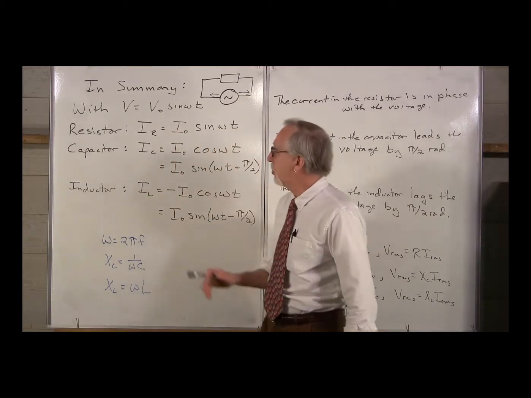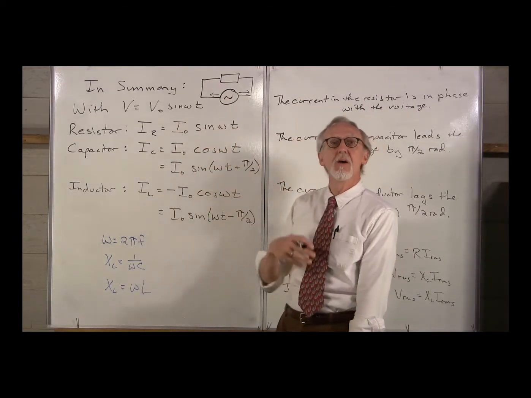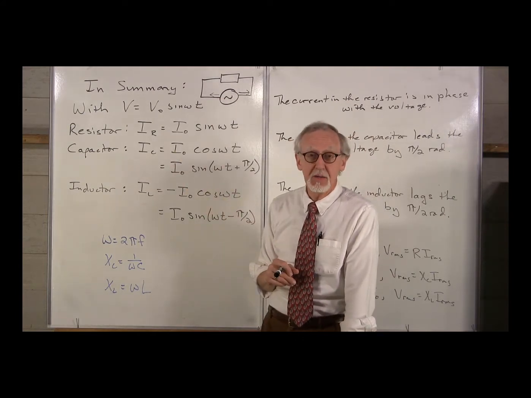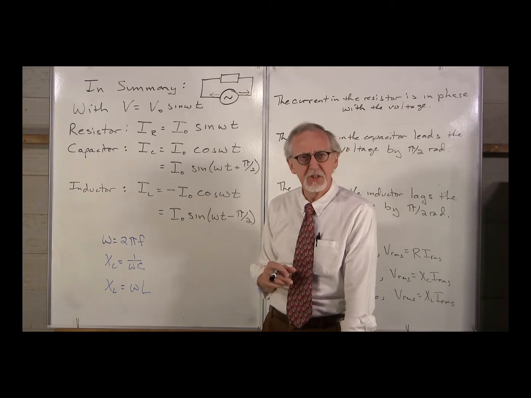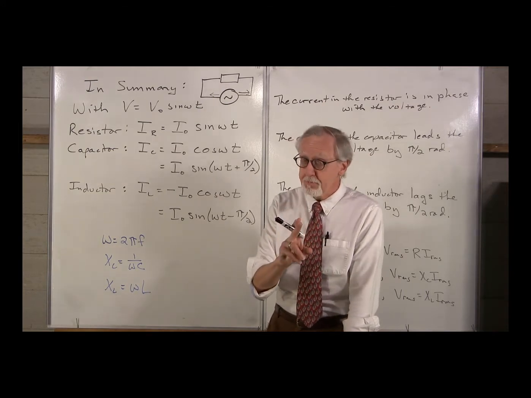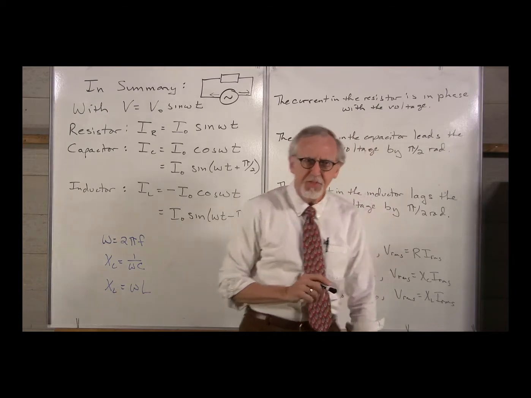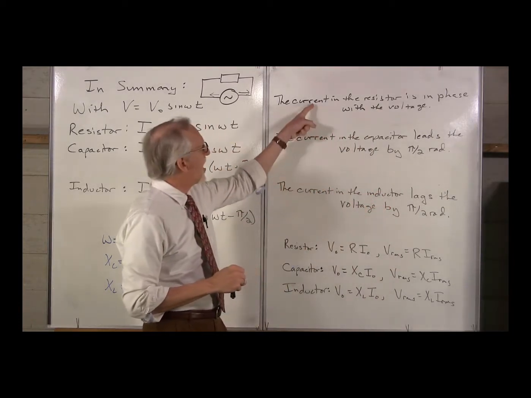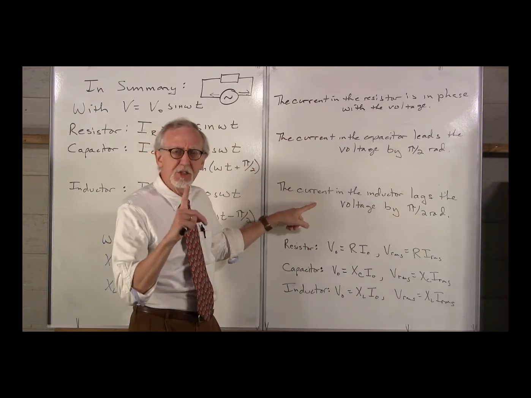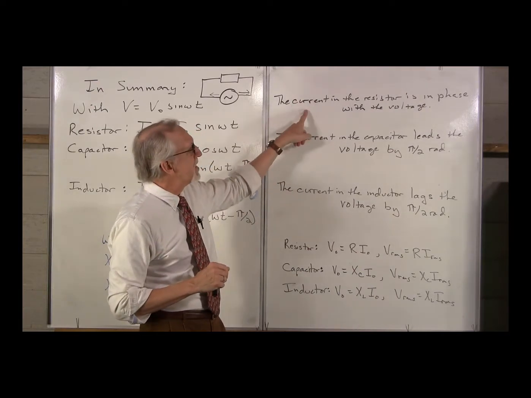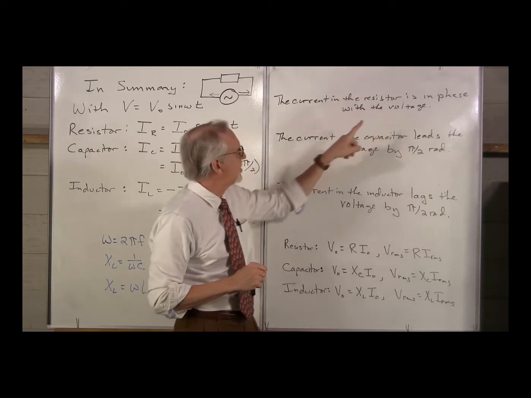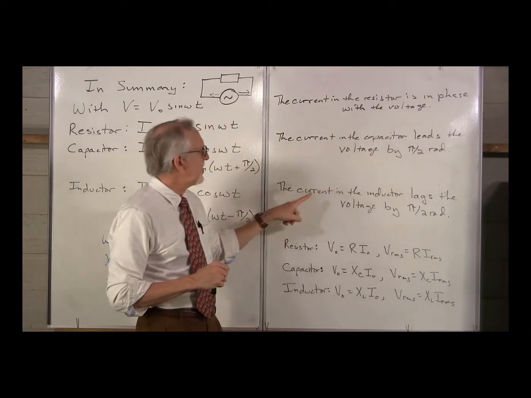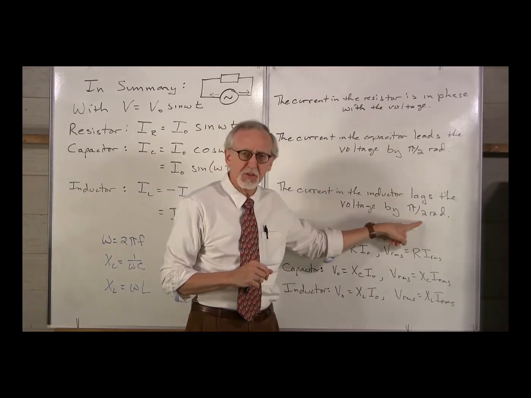So what we're going to do is apply a stimulus to all three and find out what kind of response we get, and see if we can figure out the relationship between those. Before we do that, I want to focus on three things, and that is these results over here. Let's go over these one more time. The current in the resistor is in phase with the voltage. The current in the capacitor leads the voltage by pi over 2, and the current in the inductor lags the voltage by pi over 2.